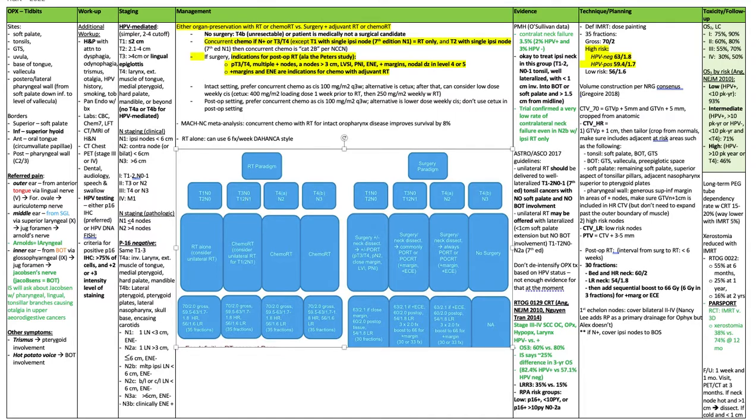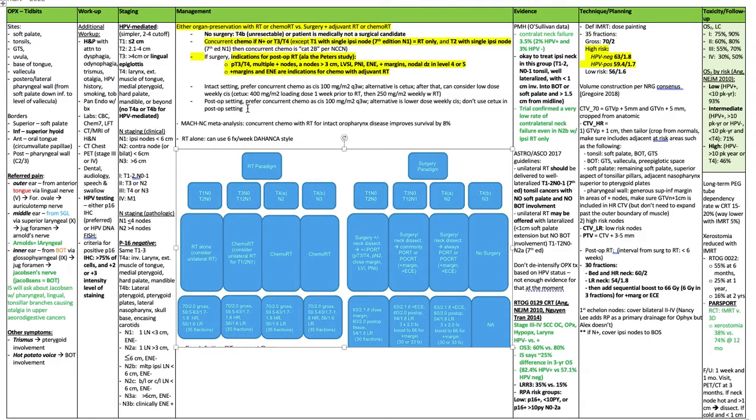In the intact setting, prefer concurrent chemo with cisplatin 100 milligrams per meter squared every 3 weeks. The alternative is cetuximab, and after that, you can consider low-dose weekly cisplatin. Cetuximab, again, is 400 milligrams per meter squared loading dose 1 week prior to radiation, then 250 milligrams per meter squared weekly.